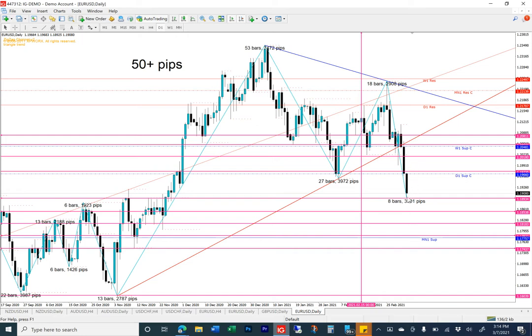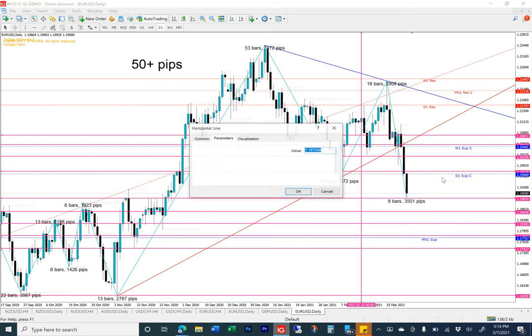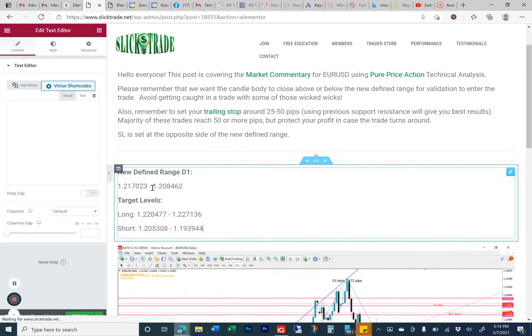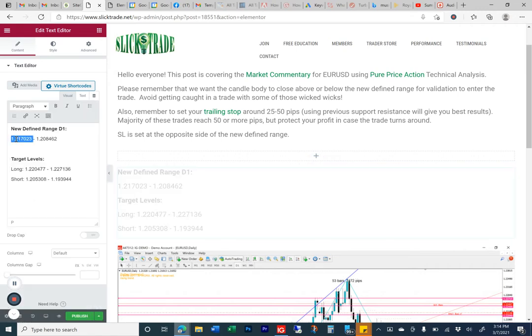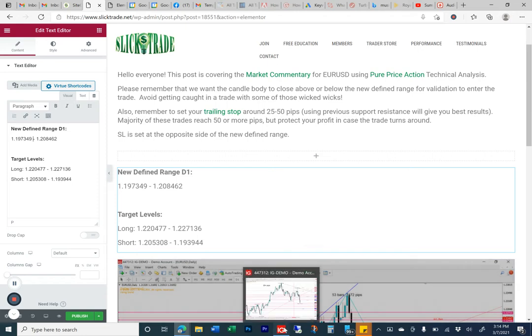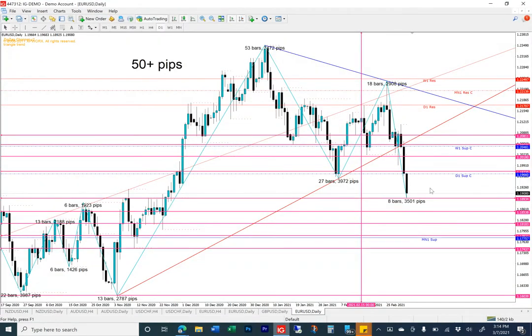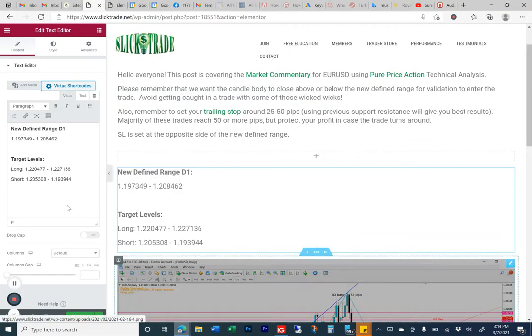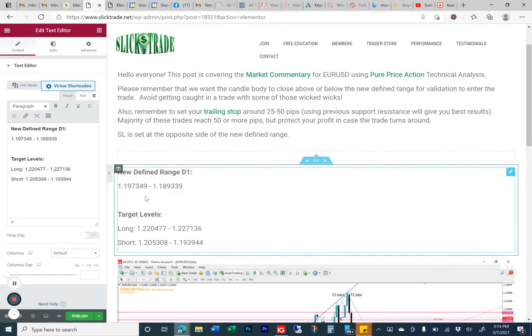But right here, as you can see, we now have a new defined range, and that is just a little above and below this last momentum candle to the downside. Okay, so I'm going to grab these levels here, and let's put in our new defined range. Got that one. And here's the lower portion of that range. Now there's some different ways to trade this, okay?